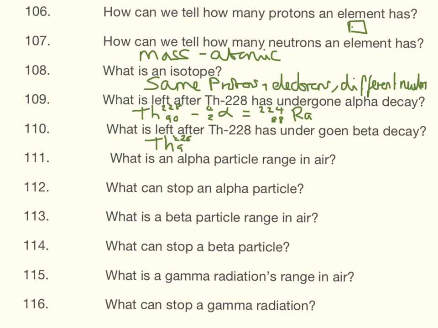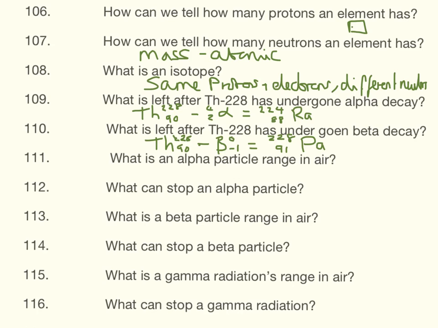Thorium-228, 90 again, minus beta decay, which is 0, minus 1. So 228 minus 0 is 228. 90 minus 1 is 91. So that is going to be protactinium.